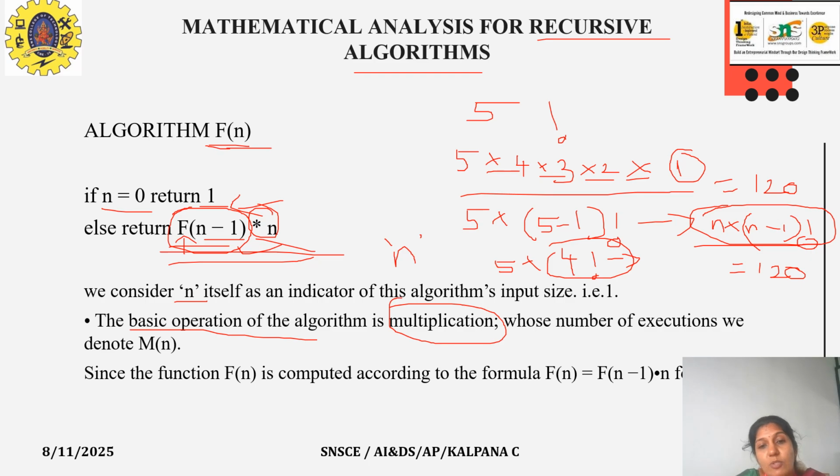So how many times is this multiplication being executed? n times. If you see, n times the multiplication is being executed. I can write this function as f of n minus 1 into n. The same function we have written here now.